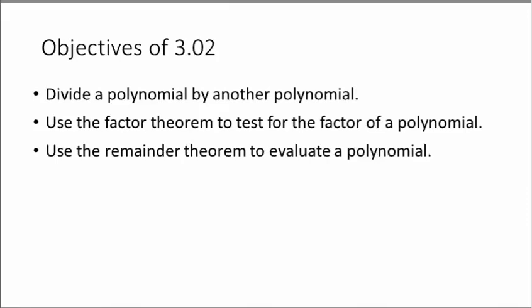The objectives of 302 are to divide a polynomial by another polynomial, which is, remember, super easy now that we're using the synthetic division method. And then use the factor theorem to test for a factor of a polynomial, and then use the remainder theorem to evaluate a polynomial.